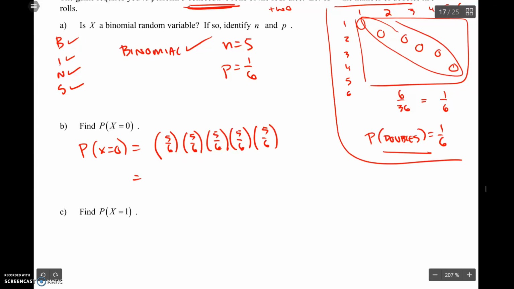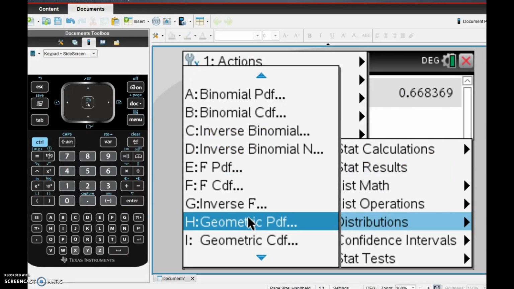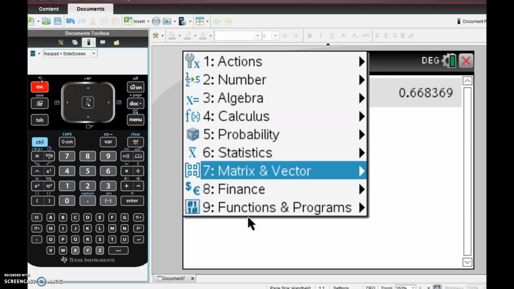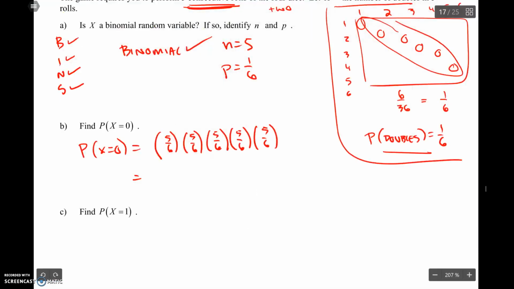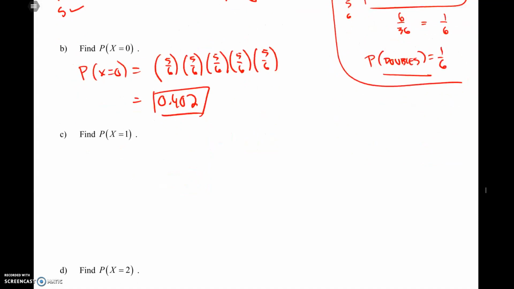And I'm actually less curious about these actual numbers than I am the patterns here. But let's just calculate it. (5/6) raised to the 5th power. 0.402. So there's a 40% chance that you're not going to get any doubles. Okay. Find the probability you're going to get exactly 1 double.